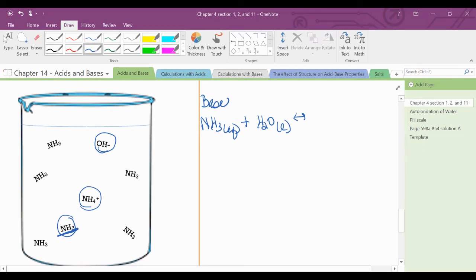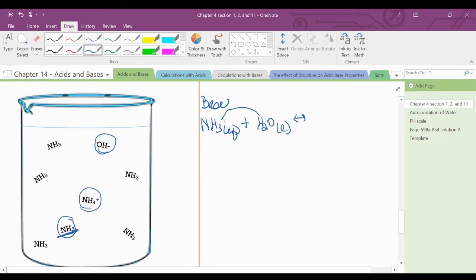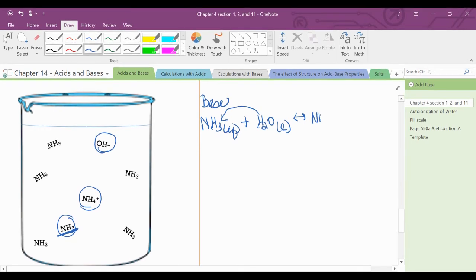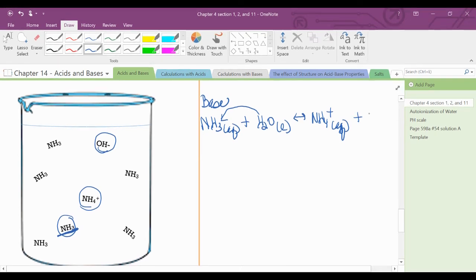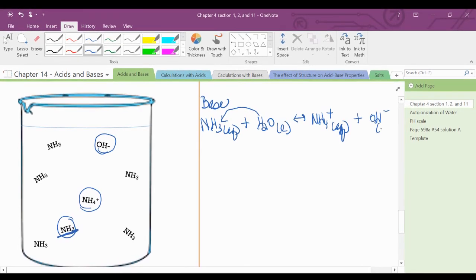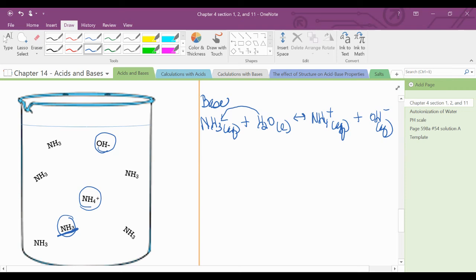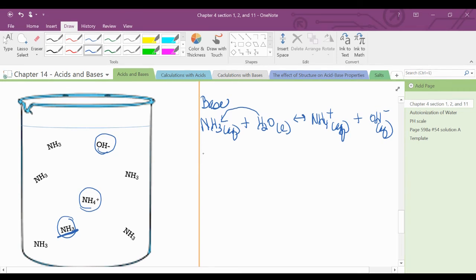Okay. Now, in this case, if ammonia is the base, water has to be the acid. So it's going to give up a hydrogen, and you're left with the OH in your water molecule. So again, this is my base. This is my acid. A base gains a hydrogen to make a conjugate acid, and an acid loses a hydrogen to become a conjugate base.